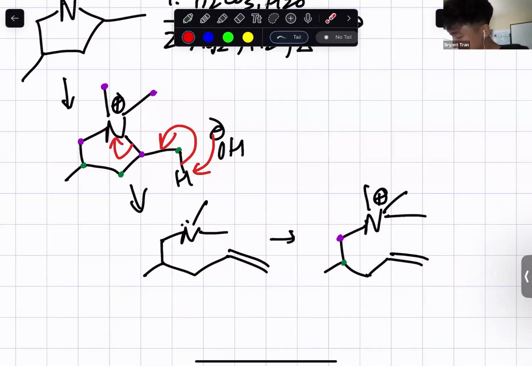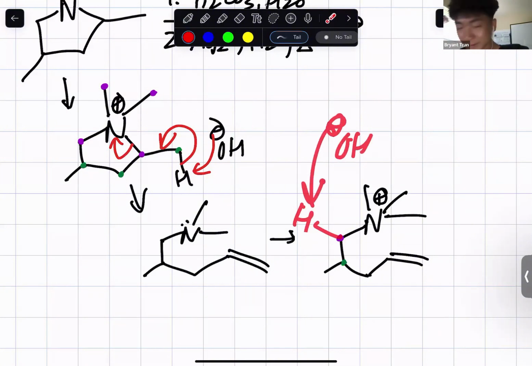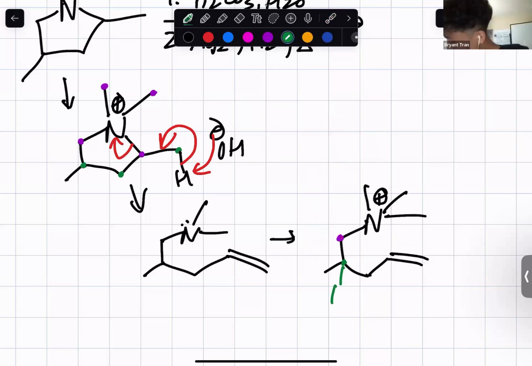Be careful, right? Because a lot of students try to take the hydrogen from the alpha carbon, but you can't do that because if you take that alpha hydrogen right there and you make a double bond right here, you can't kick anything out. There's nothing to kick out. So you've got to grab the hydrogen from the beta carbon, right?